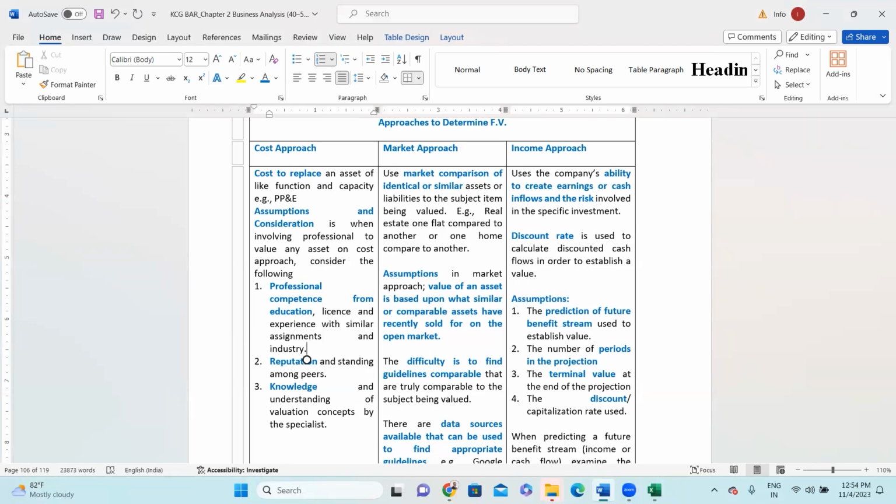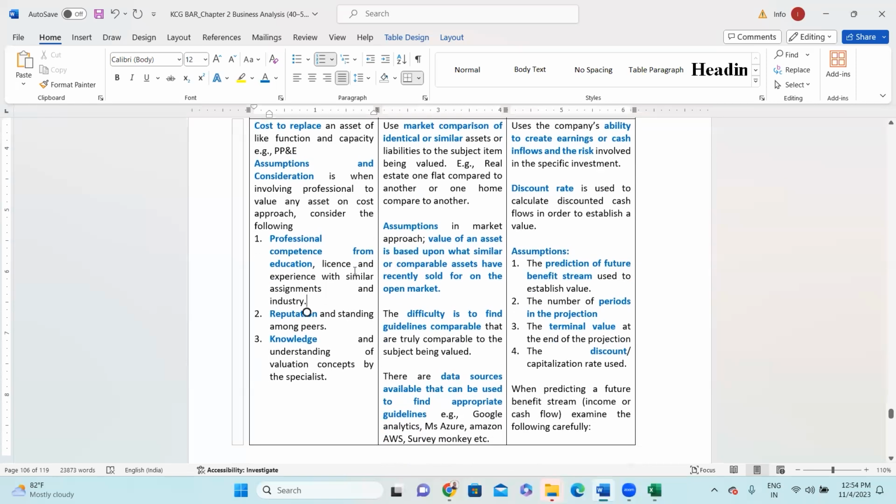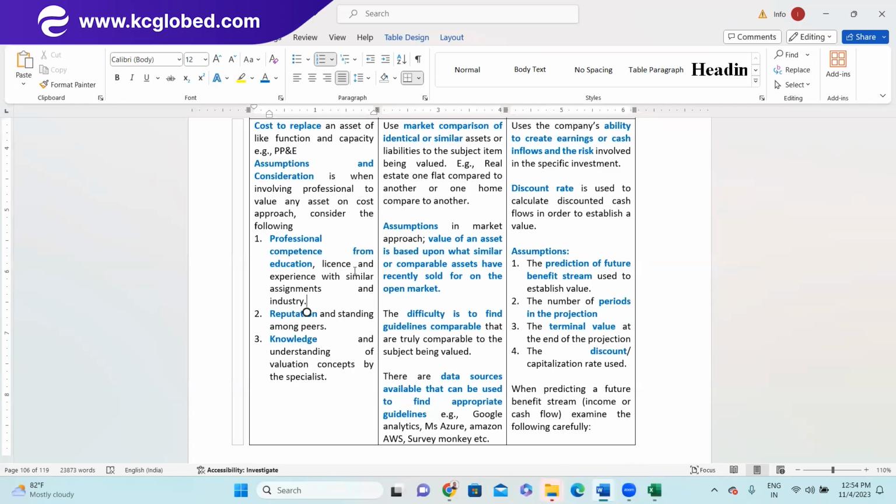Second is market approach. So market approach, as the name suggests, you will be comparing the identical or similar assets or liability to the subject item being valued. For example, if you are valuing a flat in a building, so there would be similar other flats also in that building. So for example, you have purchased a flat in any building, which is, let's assume, a 20-story building, and have similar 40 flats on the various floors, right? And you have one flat in that, right?